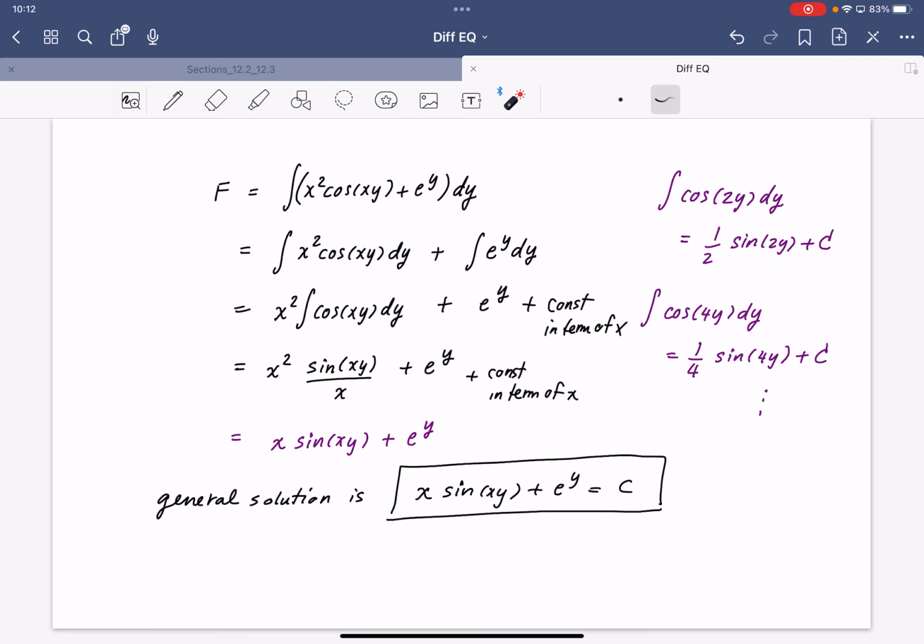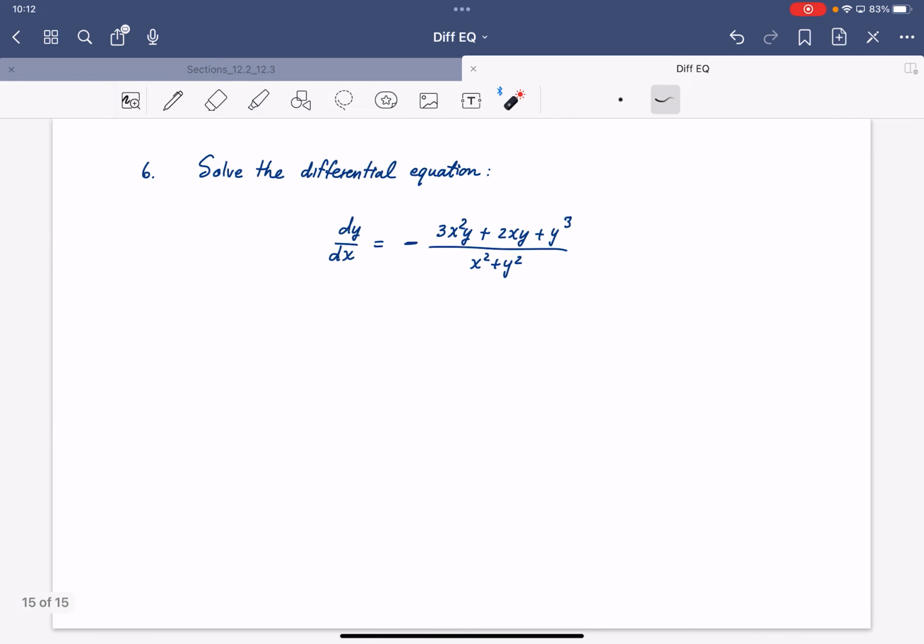Today we're gonna do one more example that shows you how to do an integrating factor. This is the last one for differential equations. So let's do it. This is the one that we have left from last time. I want you to solve the differential equation dy by dx equal to this expression.